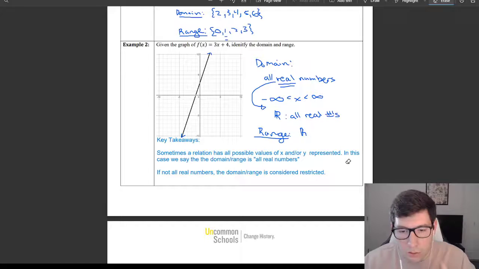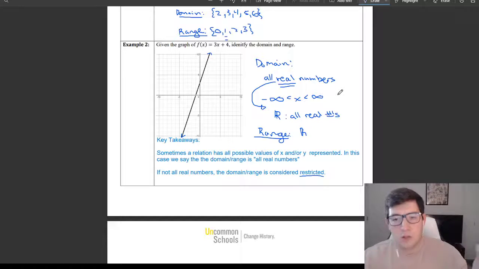If it's not all real numbers, though, we say that the domain or the range is considered to be restricted. Right? This is our lovely little vocab word, restricted. And again, that's really what we're looking at. Are there restrictions? Are there any issues that we're going to have when looking at this graph that are going to cause it to not be able to encompass all values or certain values?